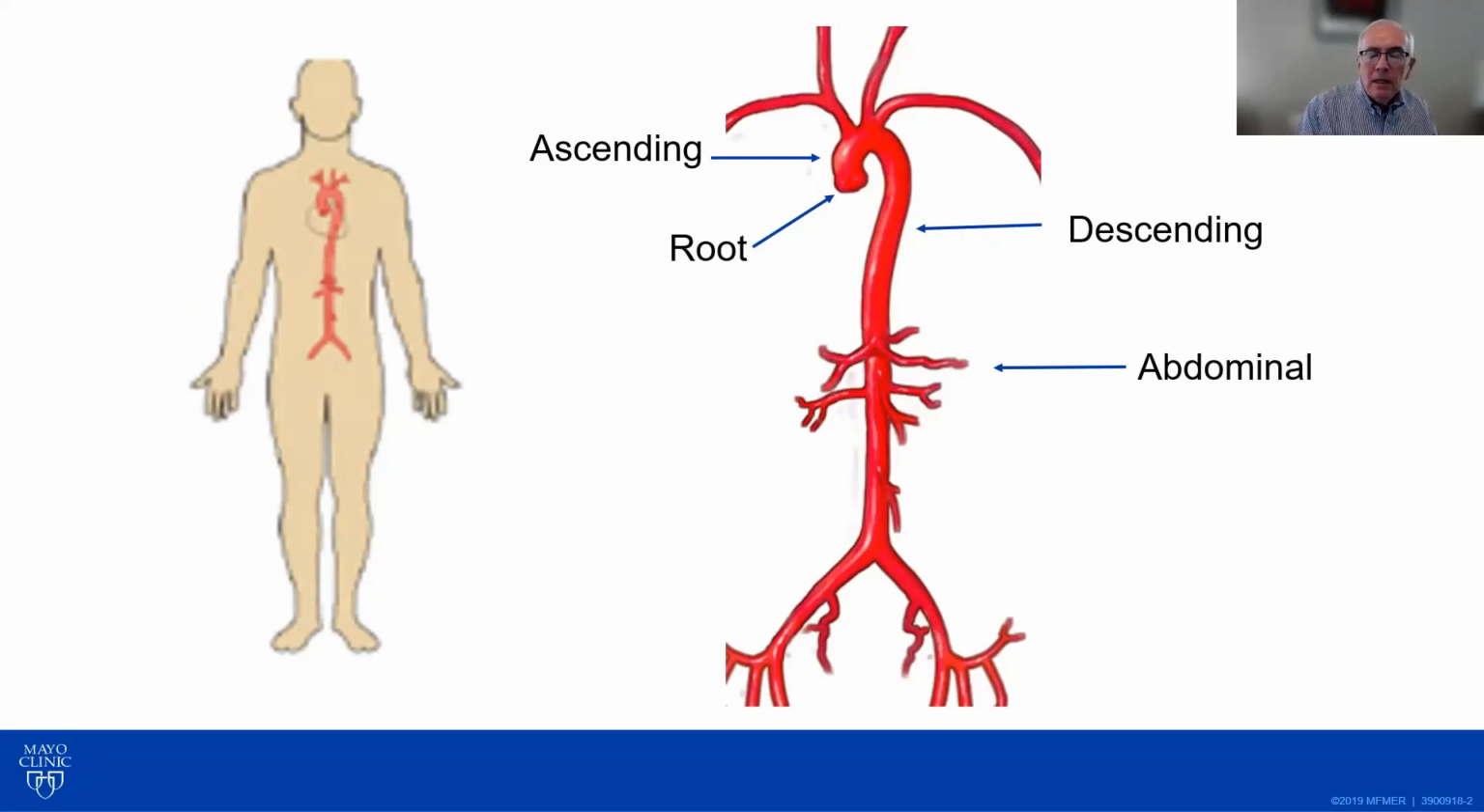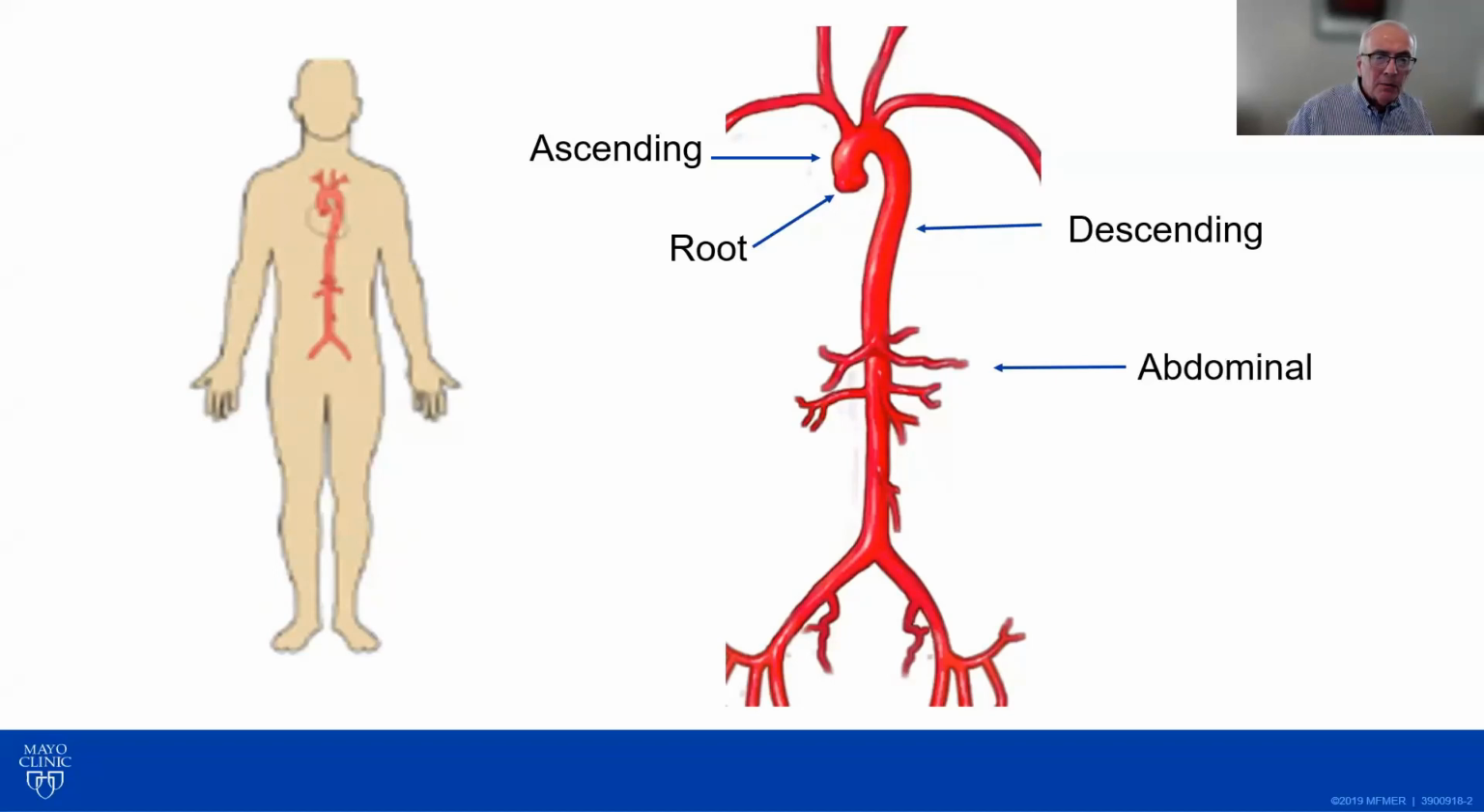The ascending aorta is the segment immediately above the very small and short aortic root, and the ascending aorta is curved and terminates in the arch. As you can see, the arch is where the vessels that go to the upper extremities and to the head arise. Beyond the arch is the descending aorta. Now, this is still in the thorax above the diaphragm, but below the diaphragm, it's called the abdominal aorta.